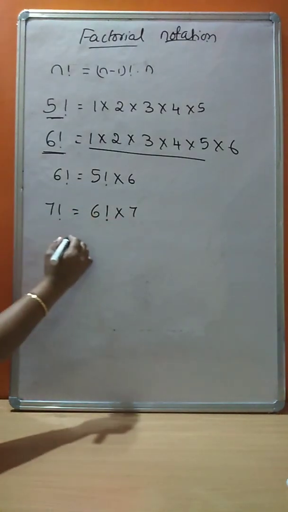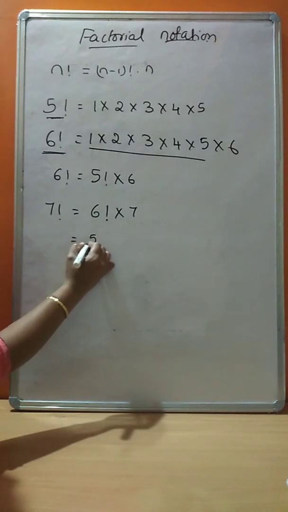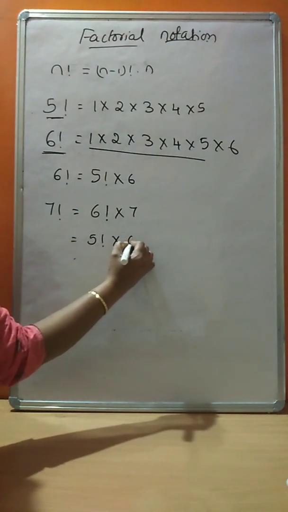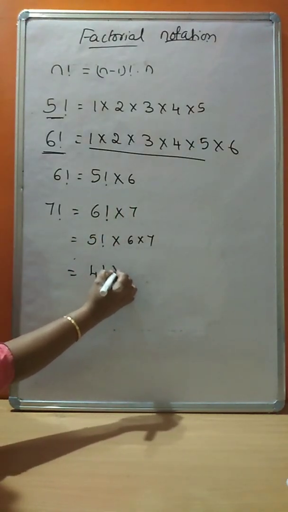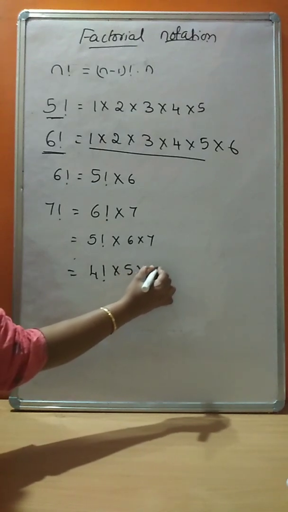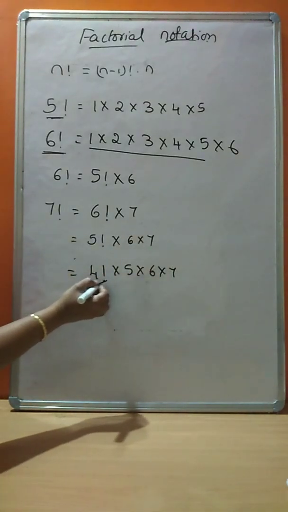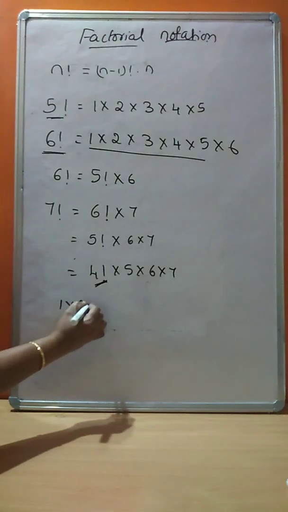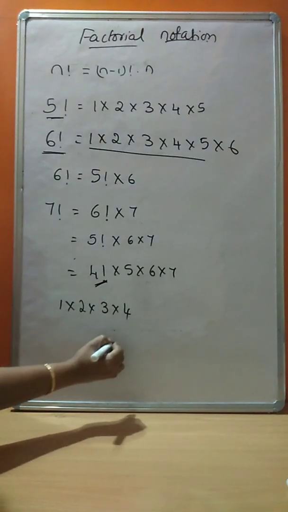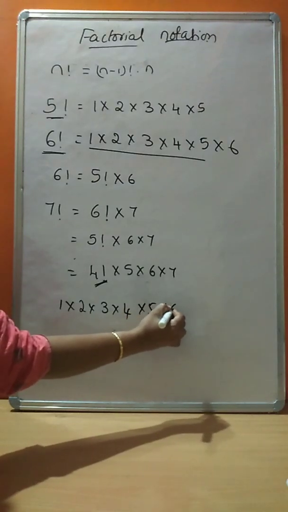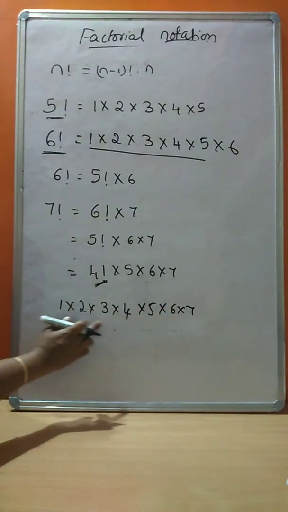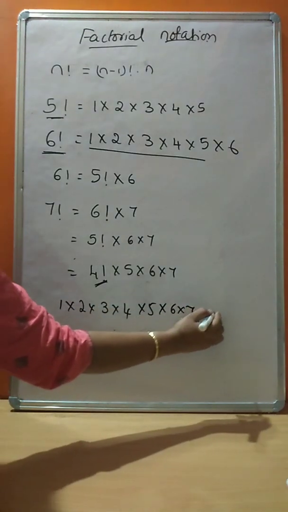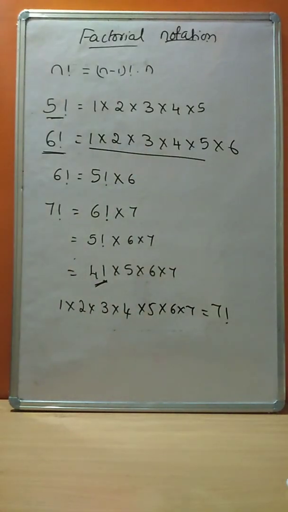Or this can also be written as 5 factorial into 6 into 7. Or this can also be written as 4 factorial into 5 into 6 into 7. See, what is the meaning of 4 factorial? 1 into 2 into 3 into 4. Is it not? The remainder is what? 5, 6, 7. See, let me check from 1 to 7. 1 to 7 is there now? 1, 2, 3, 4, 5, 6, 7. This can be written as 7 factorial.